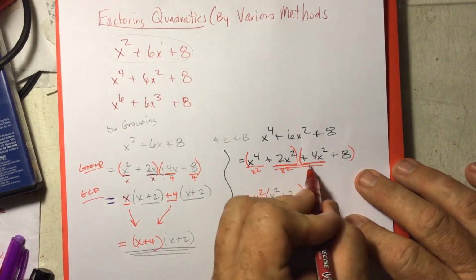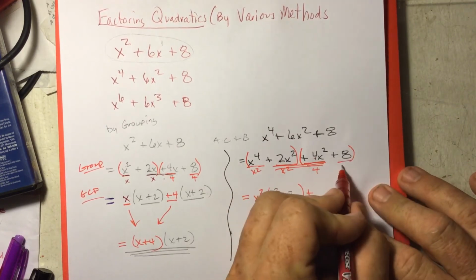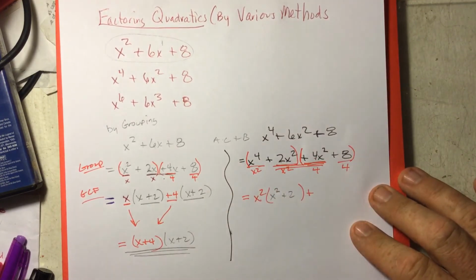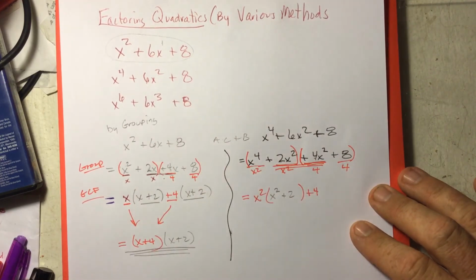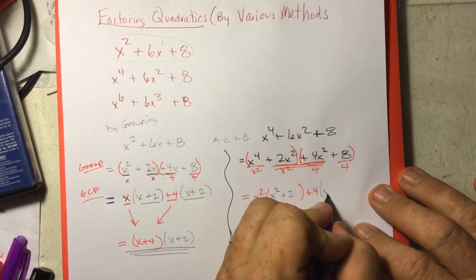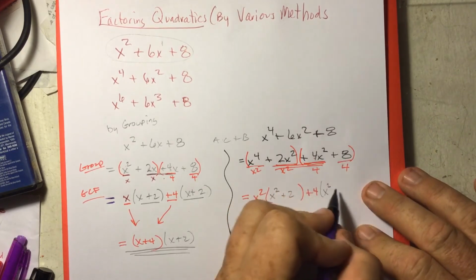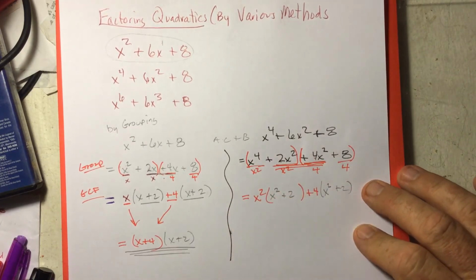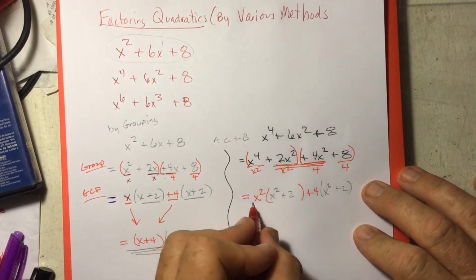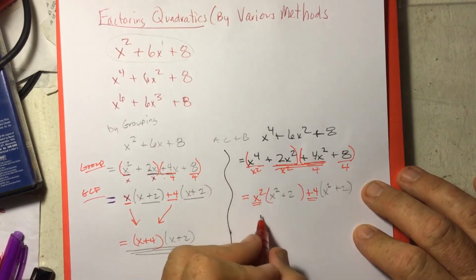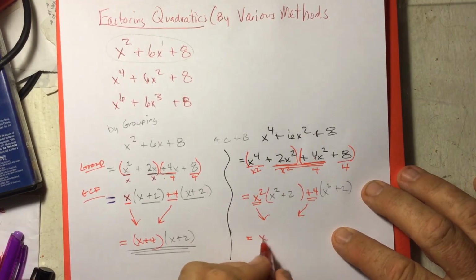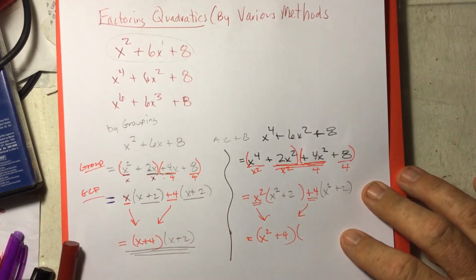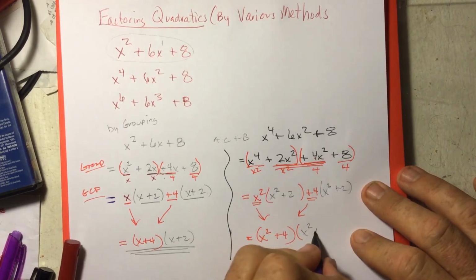Plus, I can take a 4 out of that, and I can take a 4 out of that. So if I take out a 4, it becomes out front, so I'm dividing it out, and I get x squared plus 2. So now I take those two here, I bring them down, and I get x squared plus 4, and I get x squared plus 2.